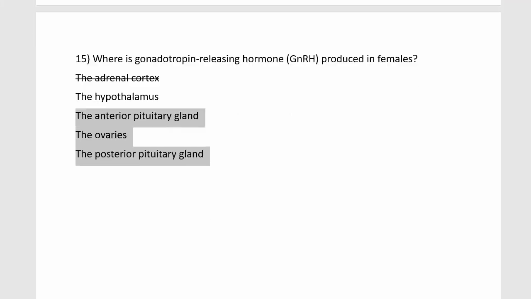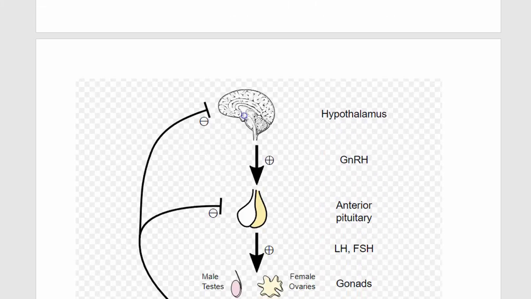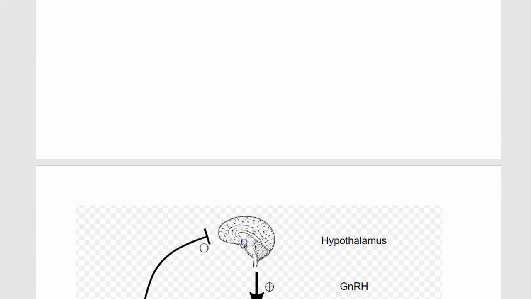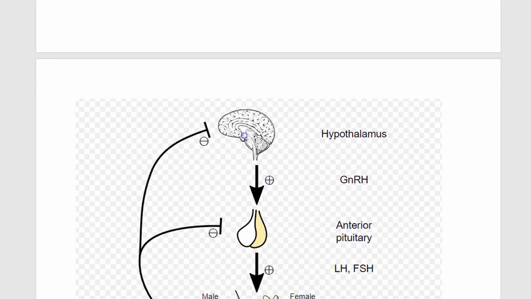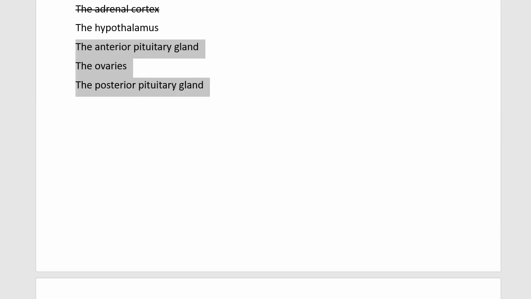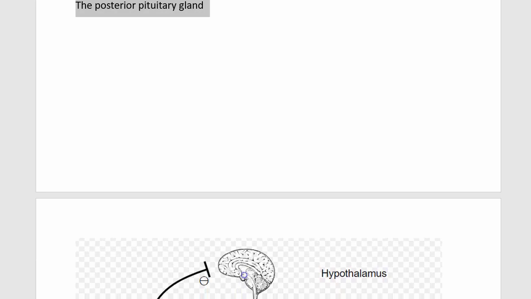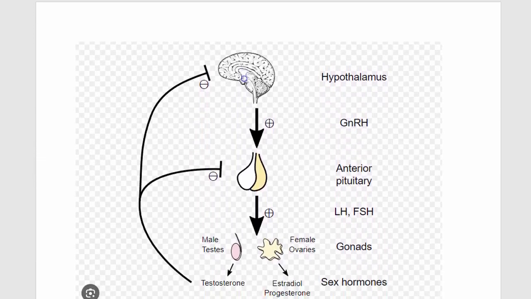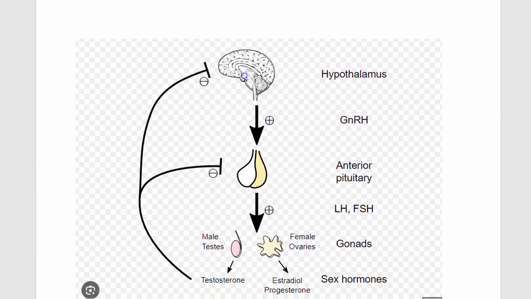The anterior and posterior pituitary gland is implicated, and they sometimes ask this. The anterior pituitary gland is the one that produces LH and FSH. The posterior produces prolactin and oxytocin. So just try and remember that, because they will ask you between anterior and posterior.